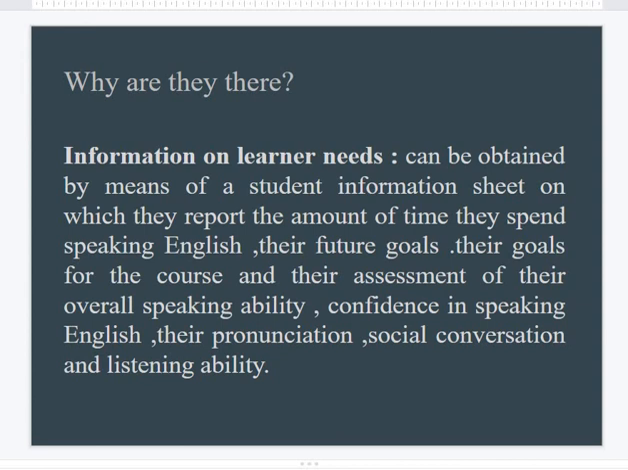And the second question is, why are they there? It is basically related to information on learner needs, and it can be obtained by means of a student information sheet on which they report the amount of time they spend speaking English, their future goals, their goals for the course, and their assessment of their overall speaking ability, their confidence in speaking English, their pronunciation, their social conversation and listening ability. These are very important. Why are they there? Definitely they want to improve further. So at which level are they right now, and what is your goal to improve them?